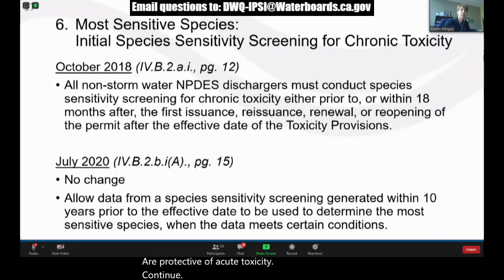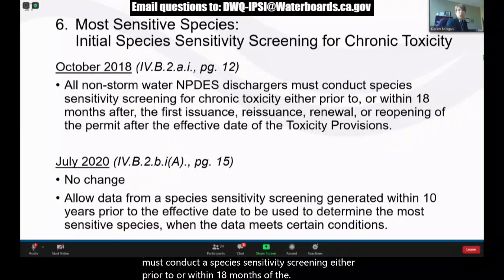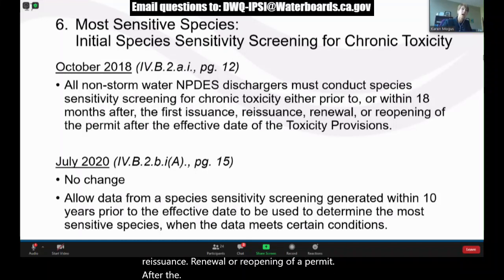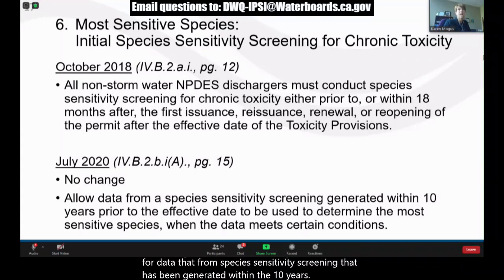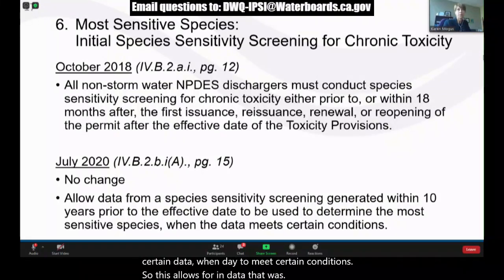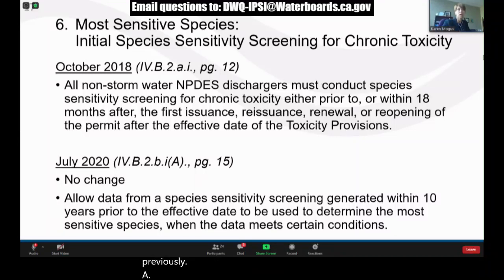Continuing with the theme of most sensitive species, for the initial species sensitivity screening for chronic toxicity, the October 2018 version required all non-stormwater NPDES dischargers to conduct a species sensitivity screening either prior to or within 18 months of the first issuance, reissuance, renewal, or reopening of a permit after the effective date of the toxicity provision. We have not changed that, although we have provided that data from species sensitivity screening generated within the 10 years prior to the effective date of the provisions can be used to determine the most sensitive species when data meet certain conditions. So this allows for bringing in data that was previously generated before the provisions were adopted, assuming that they get adopted. Let's hope. My fingers are crossed.